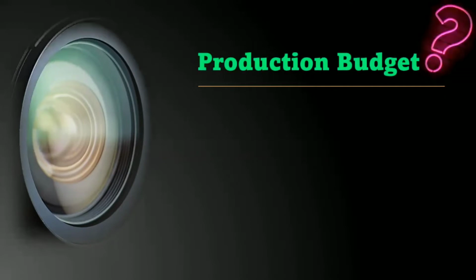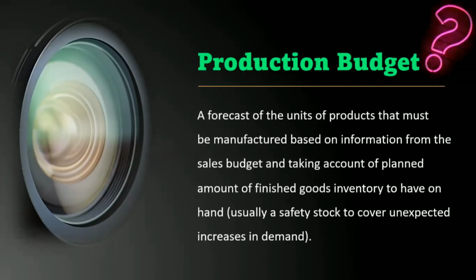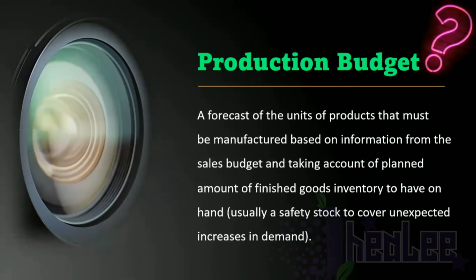Now, production budget is basically a forecast of the units of products that must be manufactured based on information from the sales budget and taking account of planned amount of finished goods inventory to have on hand, usually a safety stock to cover unexpected increases in demand. So remember, it is a forecast. You're planning for the units of products that must be manufactured. But you also take into consideration the sales budget, as well as the finished goods that you want to have on hand at the end of the period.